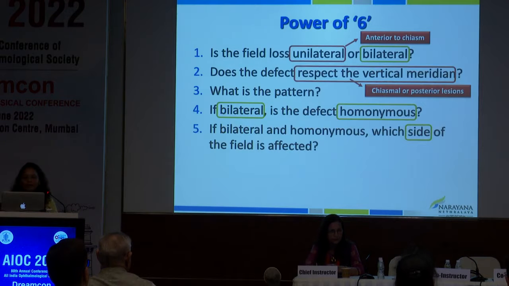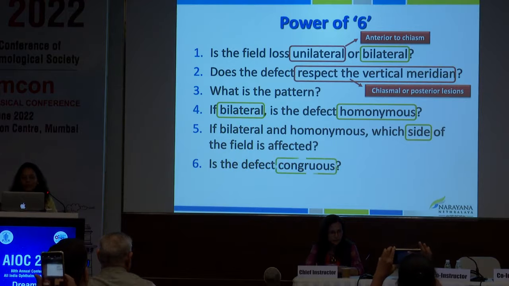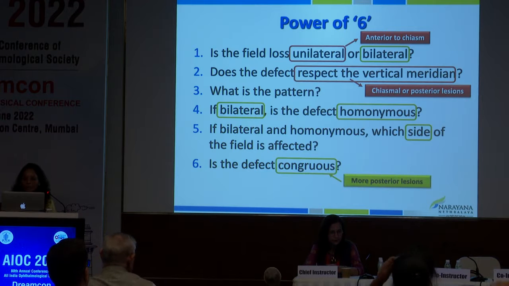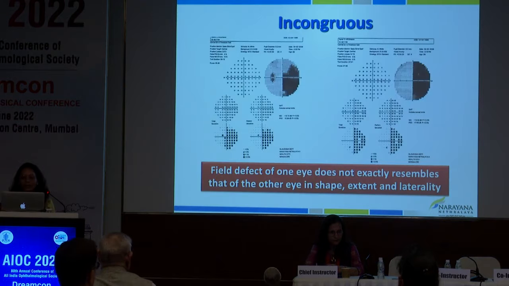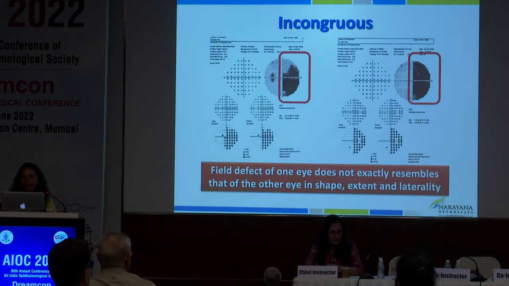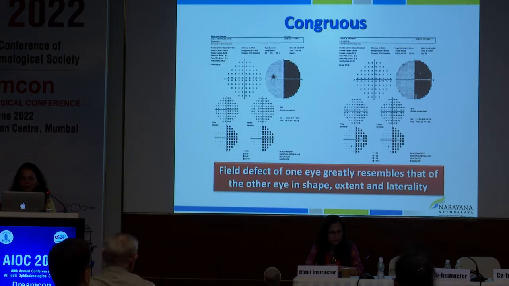So once you know the side and the bilaterality, you should find out if the defect is congruous. Now what do you mean by a congruous defect? First, it occurs for most posterior lesions. We are ideally looking at an occipital lobe lesion. See, look at this defect. It does not exactly resemble the other eye in terms of shape, extent, and laterality. That's incongruous. Then when you are looking at something like this, it is perfectly congruous. And this would indicate an occipital lobe problem.